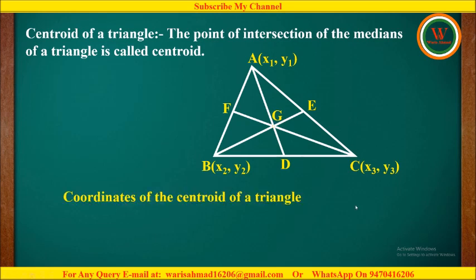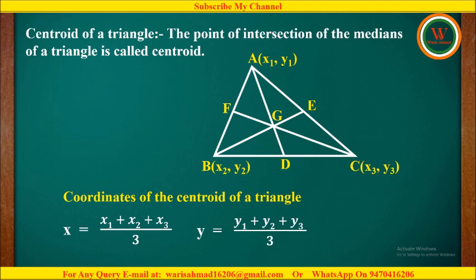To find the coordinate of this centroid, we can use the formula x equals x1 plus x2 plus x3 divided by 3, while y equals y1 plus y2 plus y3 upon 3. Here x and y both are the coordinate of centroid. Suppose the coordinate of this centroid G is x and y. So here we can use the formula x equals x1 plus x2 plus x3 upon 3, while y equals y1 plus y2 plus y3 upon 3.